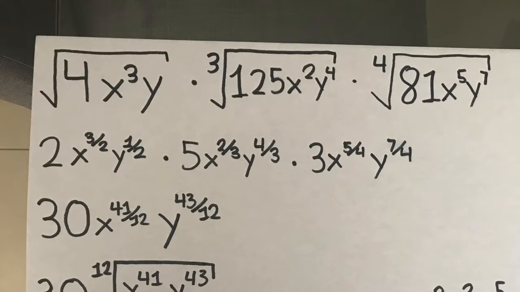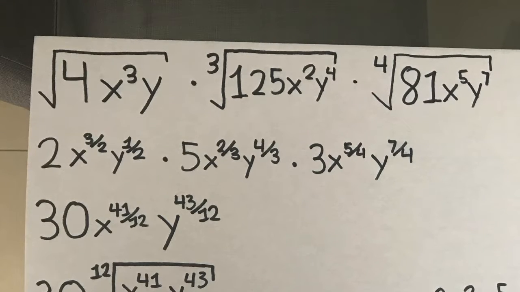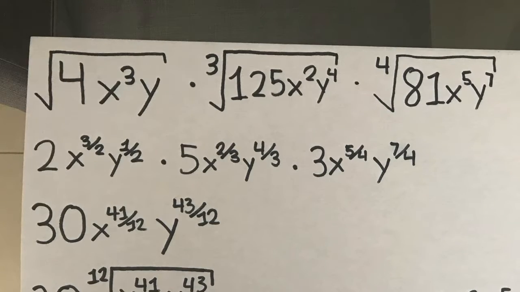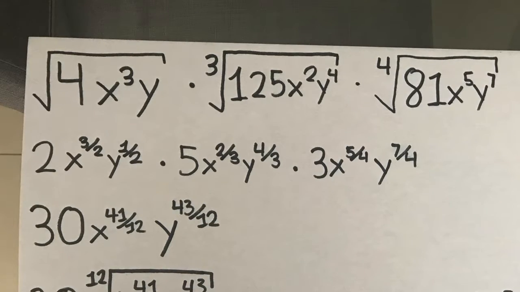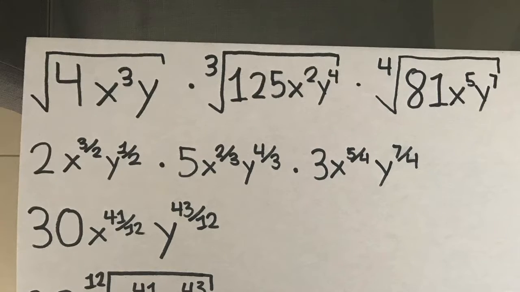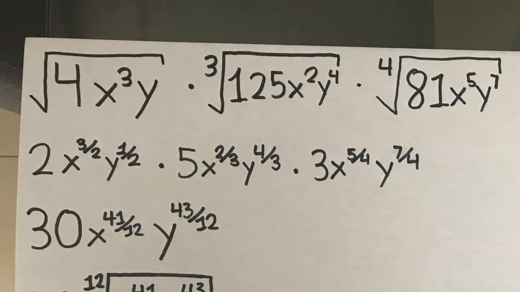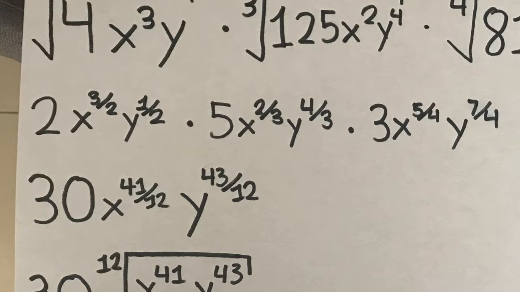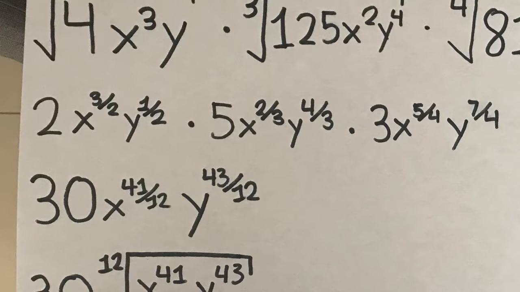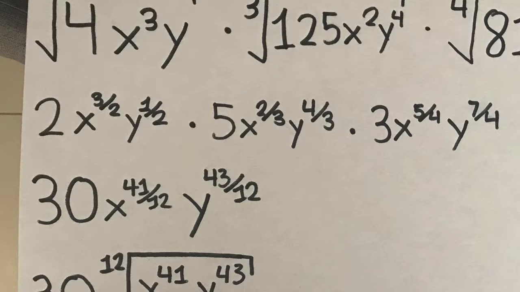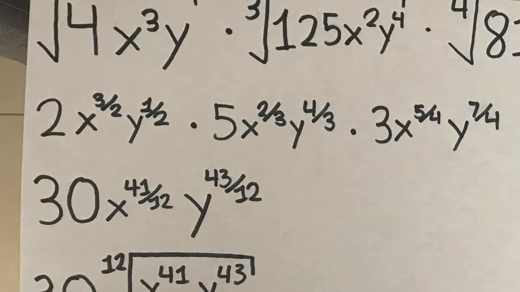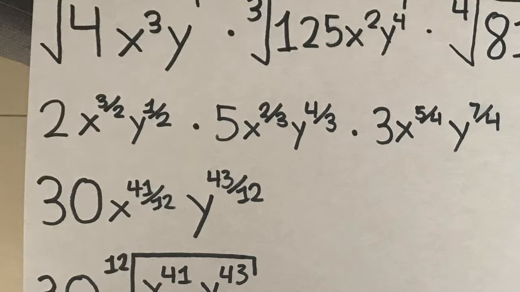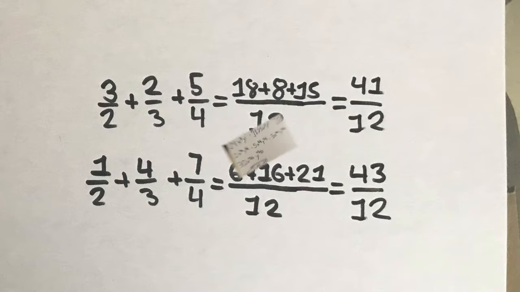Let's start with a hard problem. Square root of x to the third y times cube root of 125x to the fourth times fourth root of 81x5 y seventh. The first step to solve this problem is to change all the exponents to fractions. So, for example, we take x to the third divided by 2 because it's a square root. And we follow that order for all of the problems.